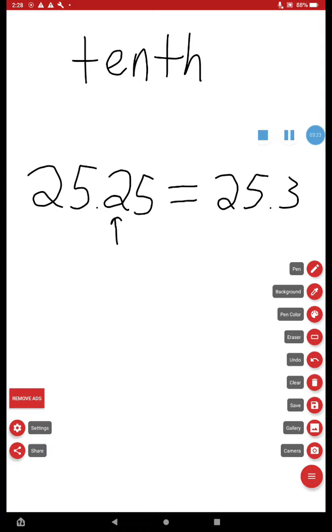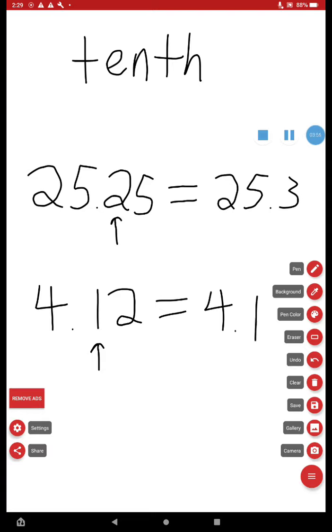Let's do the same again. If I have 4 and 12 hundredths, and I want you to round to the tenth, look at the number directly to the right of that 1. It's a 2. According to the rule of the magic 5, should I round up to 4.2 or down to 4.1? I should round down because 2 is smaller than 5, so I get 4.1 as my rounding.